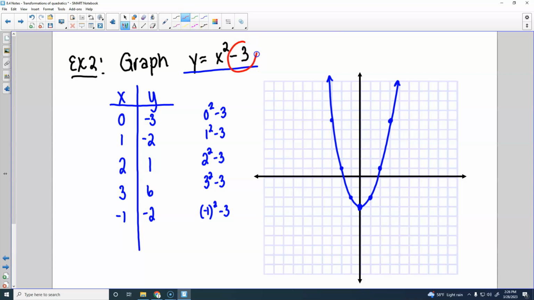You see a -3 over here at the end. And so what it did is it took all our y coordinates and it just subtracted 3 from them. Right? What they were, right? Which just moved the whole thing down 3. Okay? So what we're going to look at today is how we can tell what type of movements we've made with this quadratic without actually having to graph the whole thing.